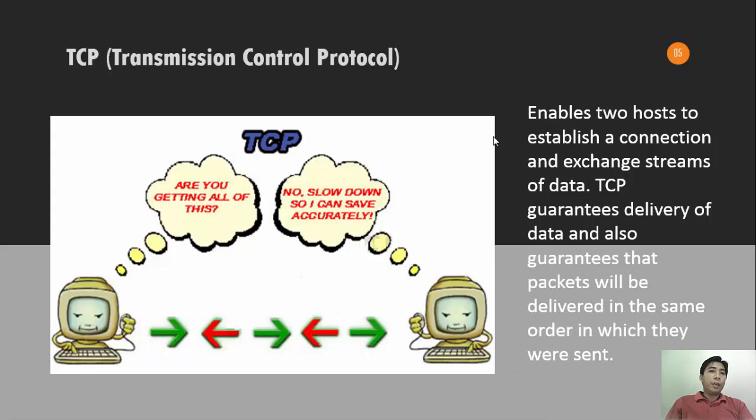The TCP, or the Transmission Control Protocol, enables two hosts to establish a connection and exchange streams of data. TCP guarantees three things: that your data gets there, that it gets there in order, and that it gets there without any duplication. TCP does flow control and congestion control. TCP is used in HTTP, HTTPS, FTP, SMTP, and many more.